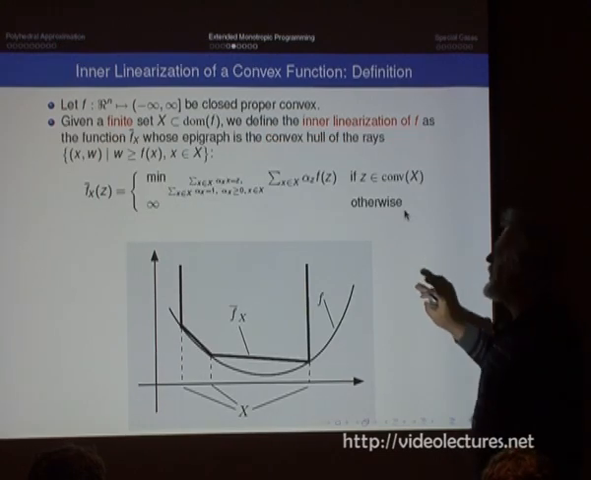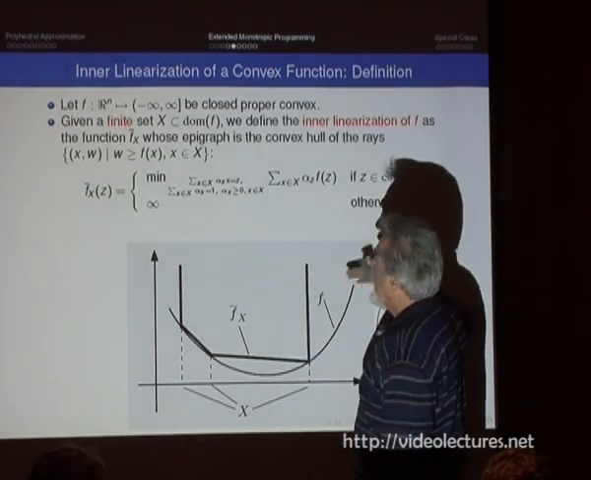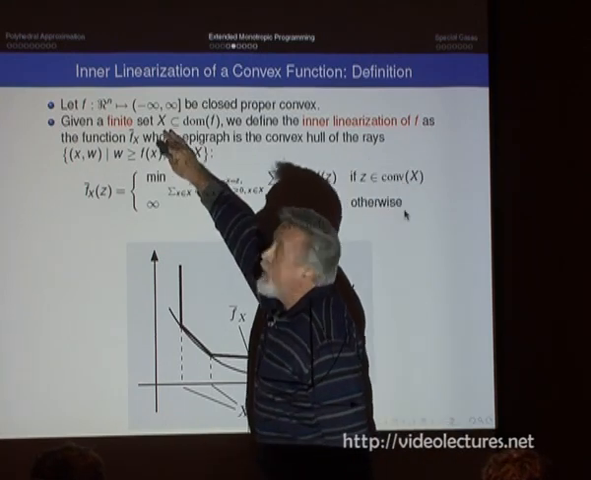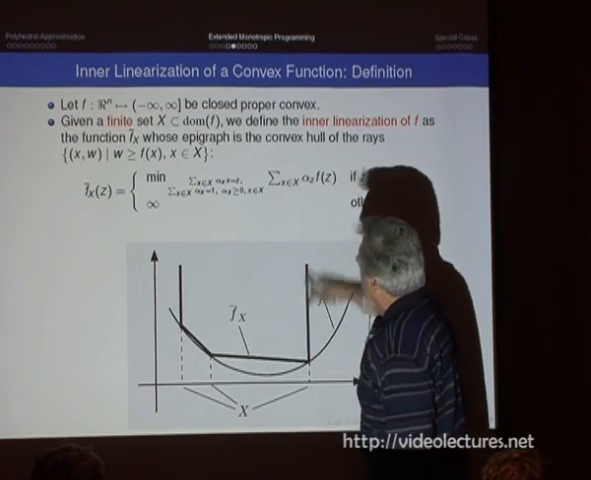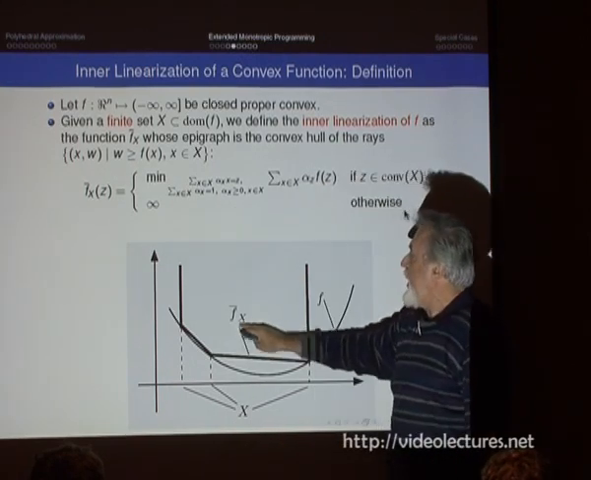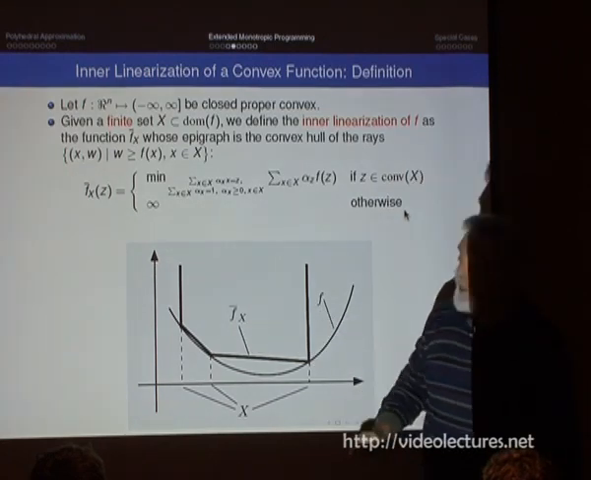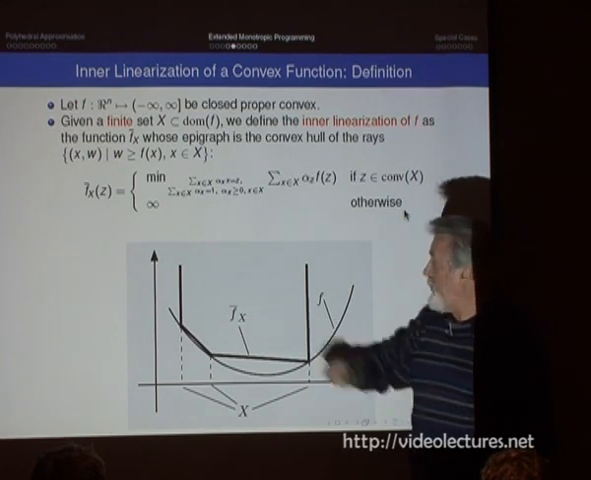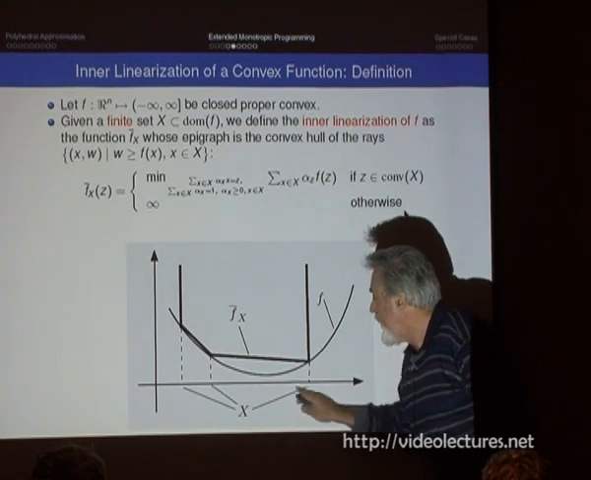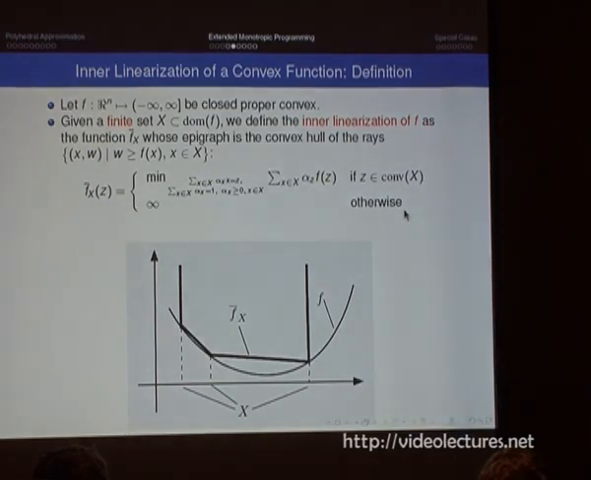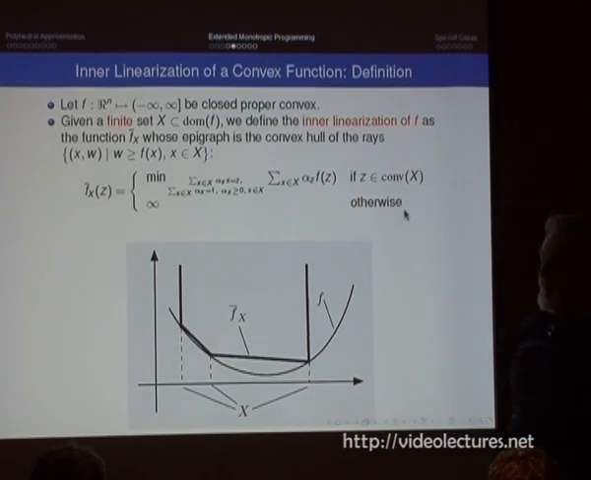An inner linearization is similarly defined. For a given function f, we consider a finite set of breakpoints. We consider these rays, take the convex hull. It defines a function f over bar, and that's the inner linearization corresponding to this finite set of breakpoints. See, there are 3 points here in capital X. And there's a more complicated definition in terms of a convex hull, but we're going to skip that.